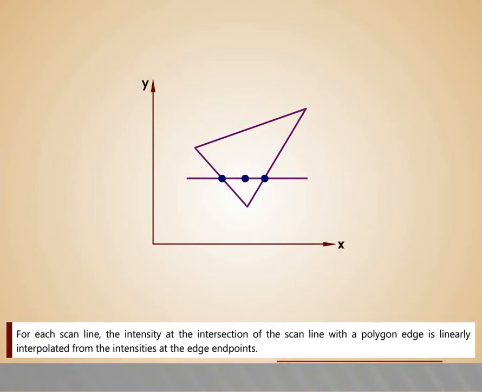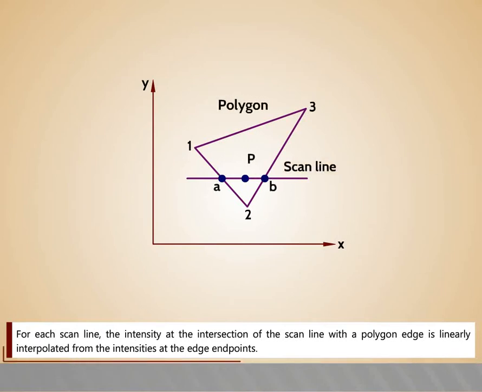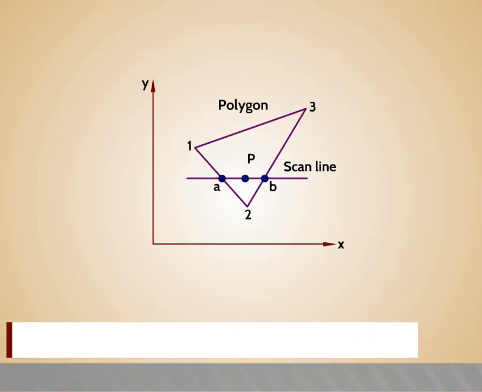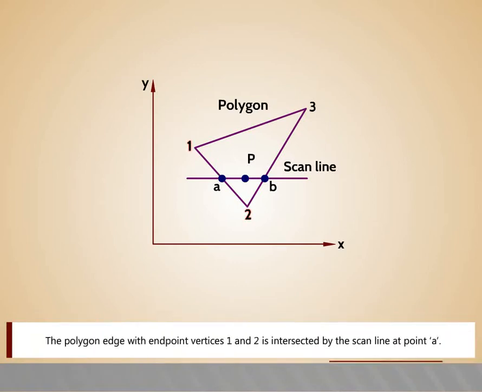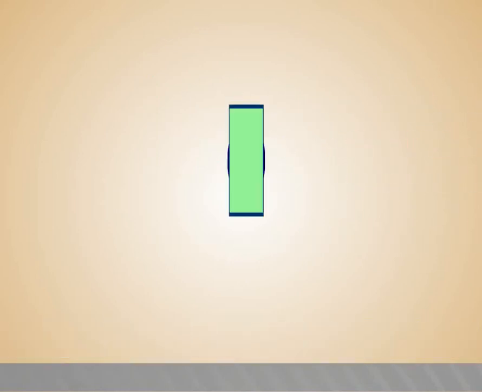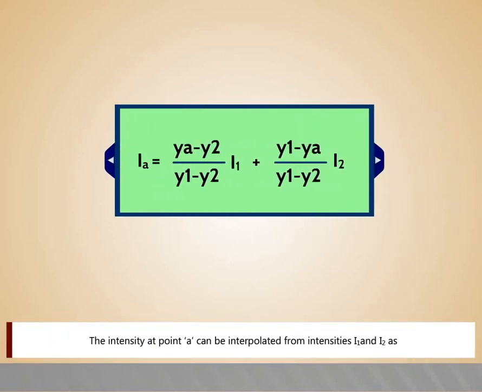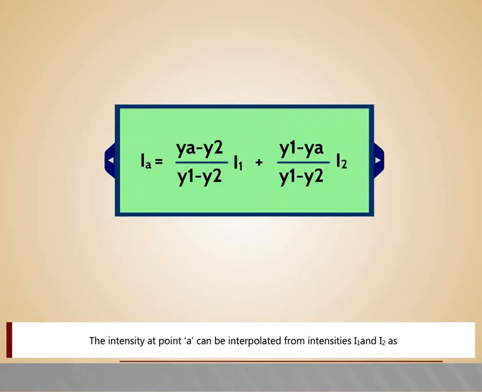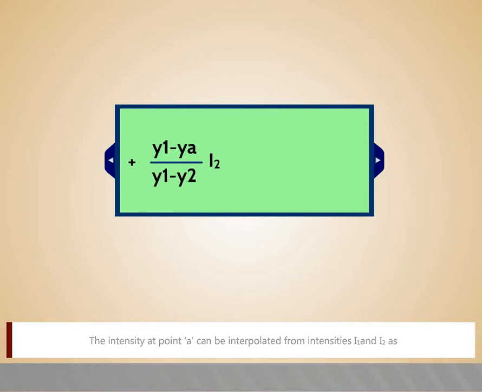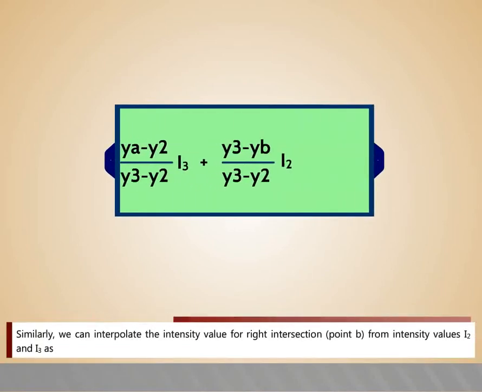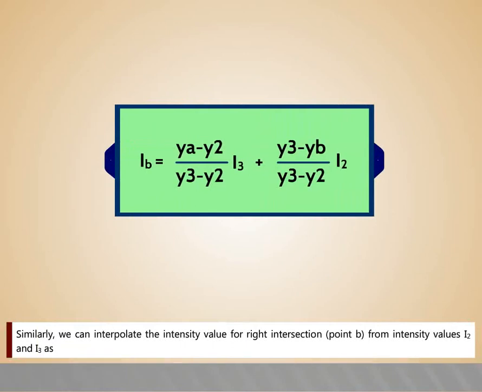For each scan line, the intensity at the intersection of the scan line with a polygon edge is linearly interpolated from the intensities at the edge endpoints. The polygon edge with endpoint vertices 1 and 2 is intersected by the scan line at point A. The intensity at point A can be interpolated from intensities I1 and I2 as follows. Similarly, we can interpolate the intensity value for the right intersection, that is point B, from intensity values I2 and I3 as follows.